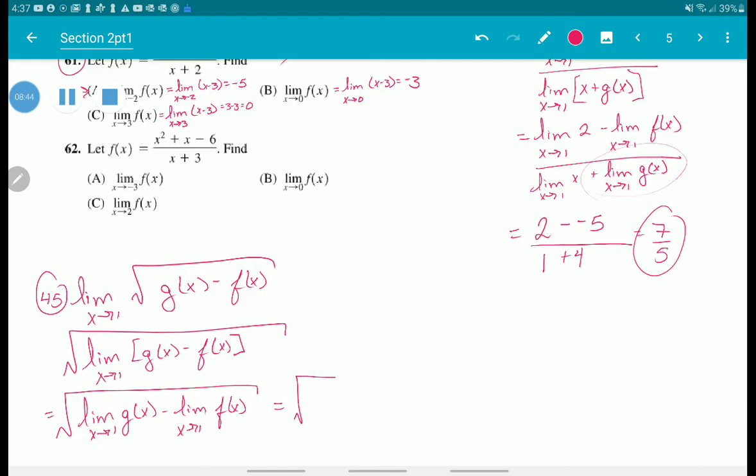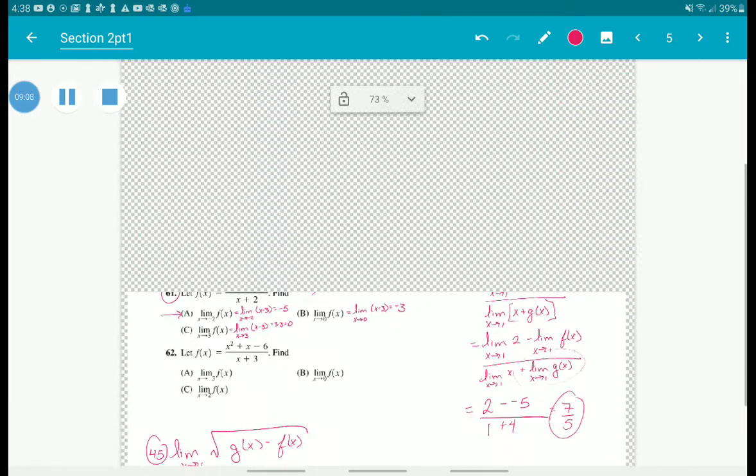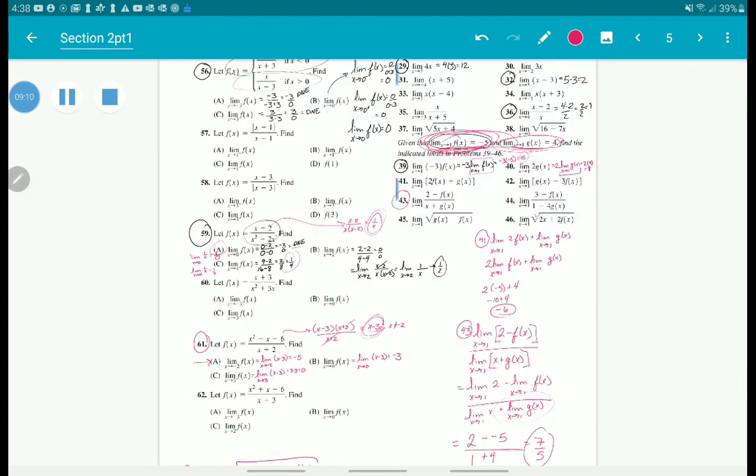Now let's substitute in what we know. We know the limit as x approaches 1 of g is 4. And as we approach 1 for f, we get negative 5. So we're going to have the square root of 9, which is equal to 3. So there's our final answer. So we can use those properties to help us figure out some limits if we don't know really anything about the function and all we know is what the limit is defined to be at a couple of values like here.